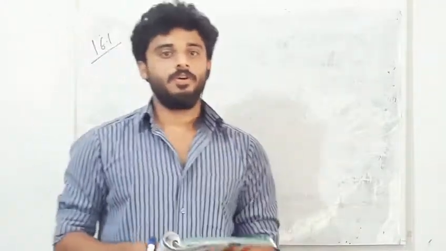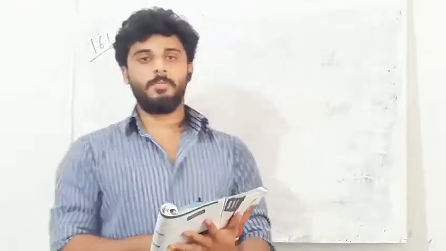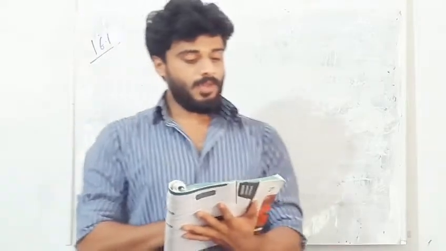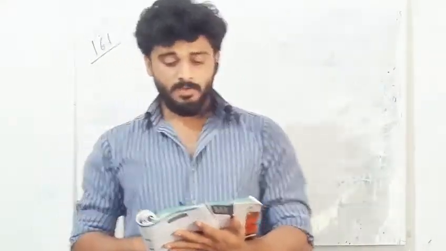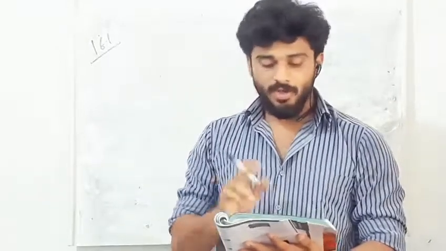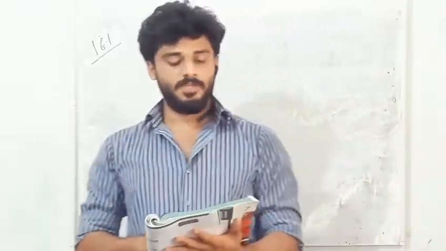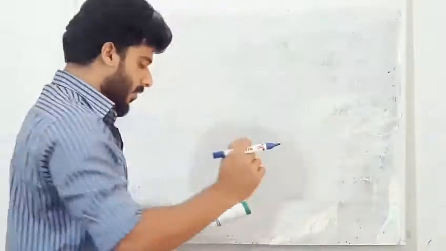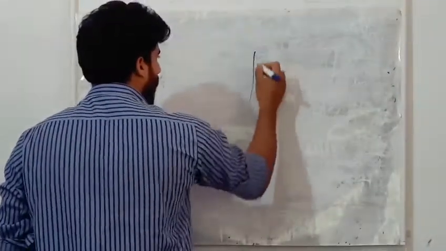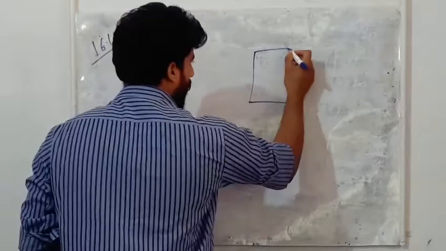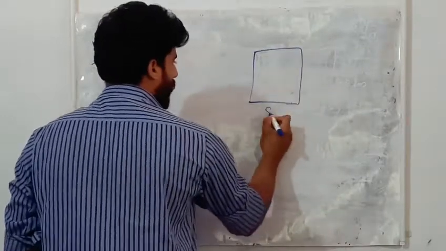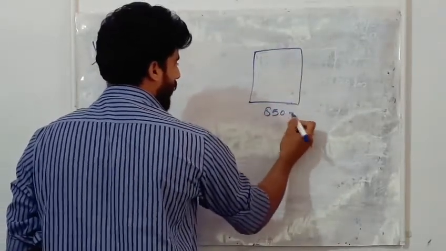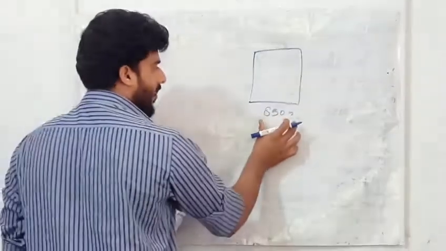Okay students, now we are on to the very next question, question number 6. I will read the question. Vivek goes for walking to a nearby park, which is in the shape of a square of length 850 meter. So let it be the square of 850 meter. One side is 850 in length.